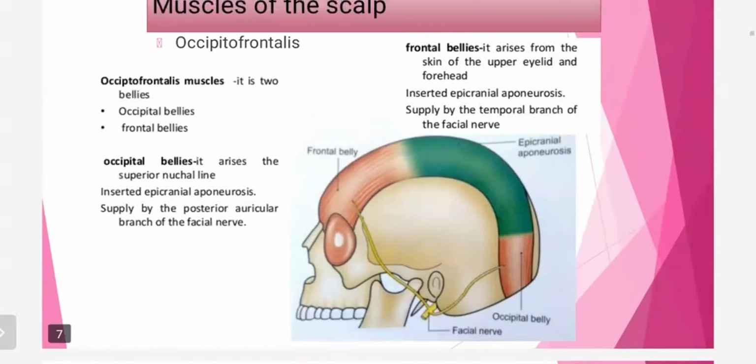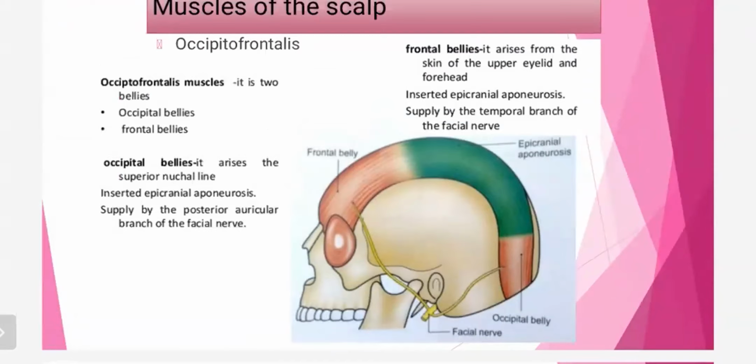So the scalp extends from the superior orbital margin to the occipital protuberance, connected through two muscles: the anterior muscle, the frontalis, and the posterior muscle, the occipitalis. These anterior and posterior bellies are connected with the galea, and both muscles are supplied by the facial nerve. So in facial palsy, frontal wrinkling will not happen because the frontalis muscle will be paralyzed.